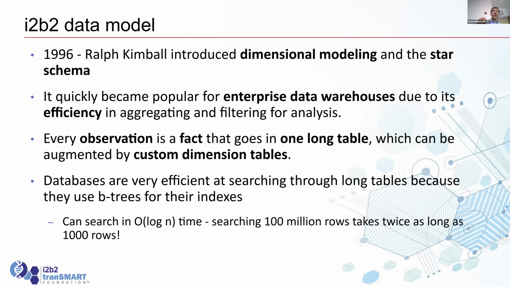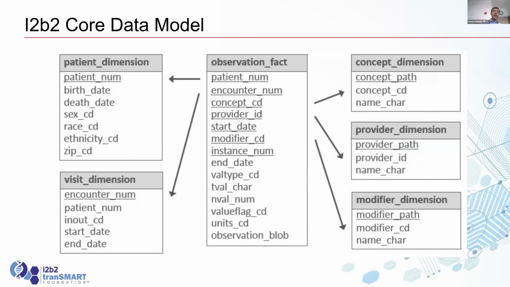So the really nice thing about having everything in one central table is that it scales really well with the relational database because of all of the hashing algorithms in the database. You can search in order log n time. So if you have 100 million rows in your fact table, it only takes twice as long to search through it as having 1,000 rows in your fact table. So it's very, very fast.